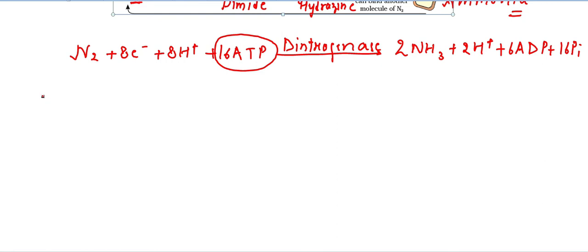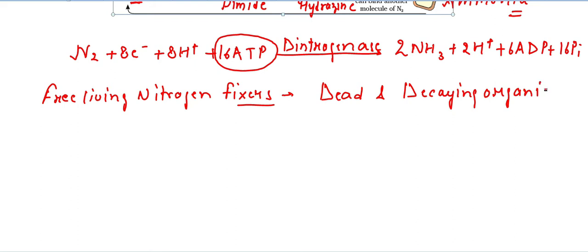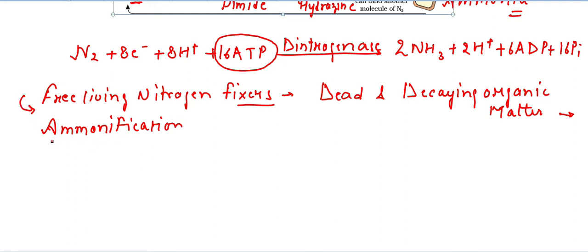If you discuss the free living nitrogen fixers, like Azotobacter, they act upon the dead and decaying organic matter, like the excreta, dead proteins, etc. And after that, the ammonia formation takes place, and the process is called ammonification. This is for free living nitrogen fixation.